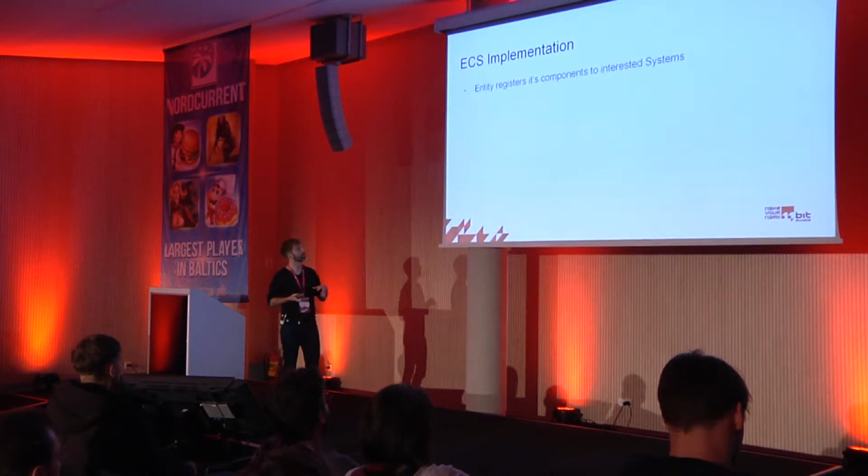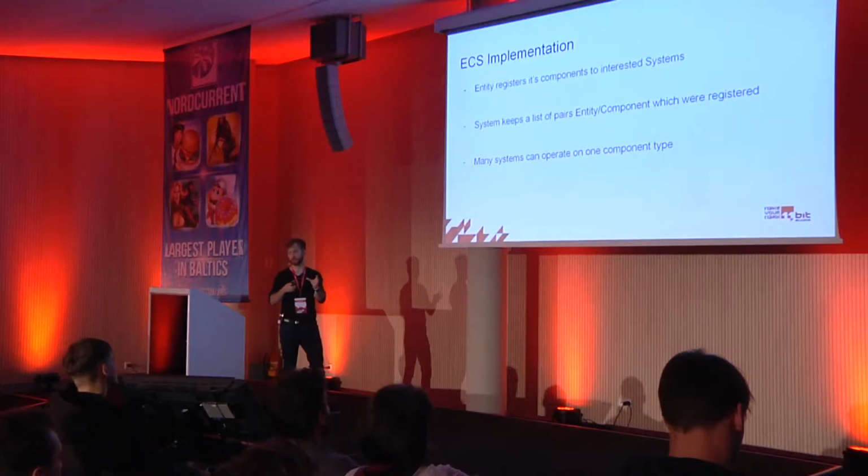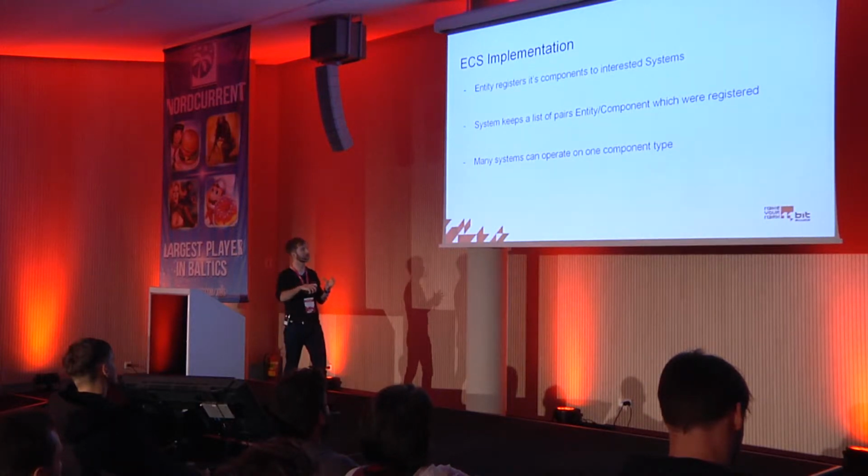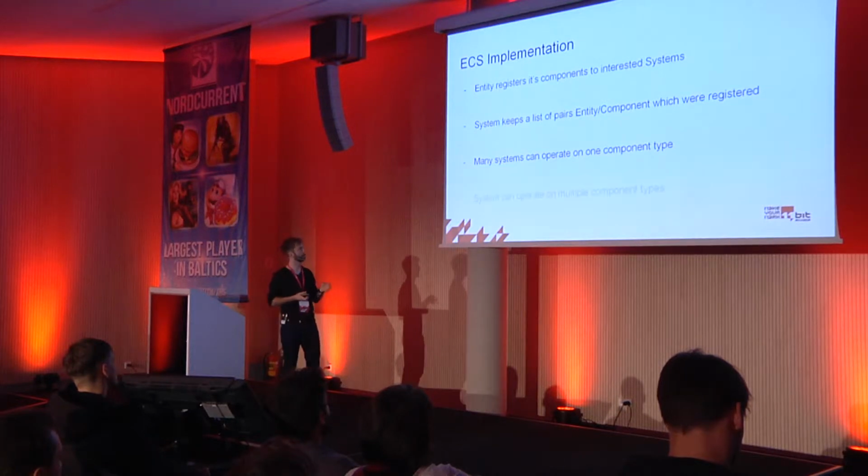Or simply, if we have an entity, it has to register its list of components to interested systems. A system must keep a list of pairs of entity and component which were registered to it. Now, many systems can operate on one component type. For instance, we can have a building component and a building system that manages those buildings, but you can also have a construction system which also works on a building component for managing construction.